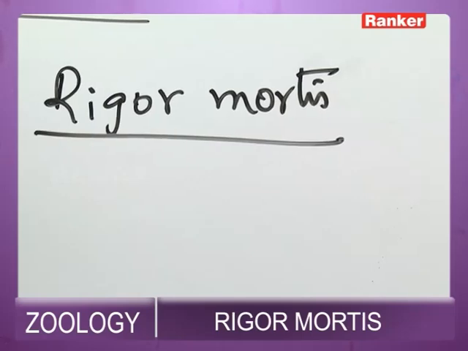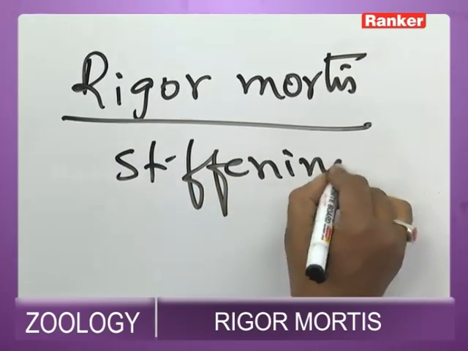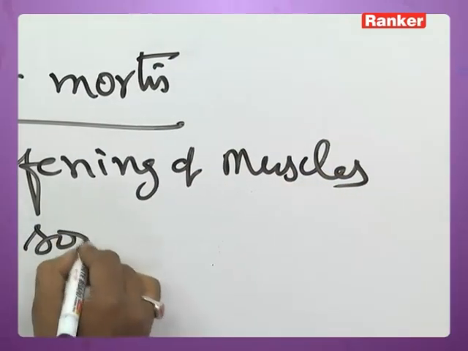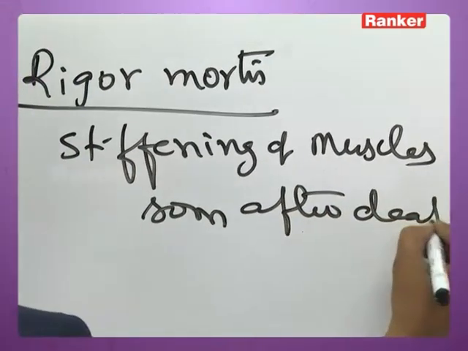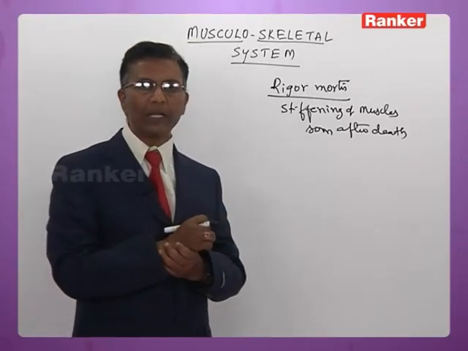Now what is rigor mortis? The stiffening of the muscles soon after death of a person can be called rigor mortis.